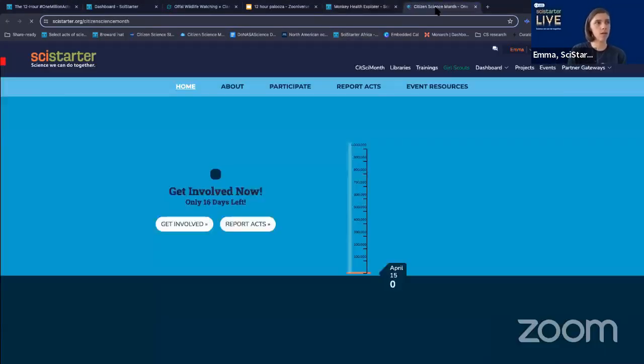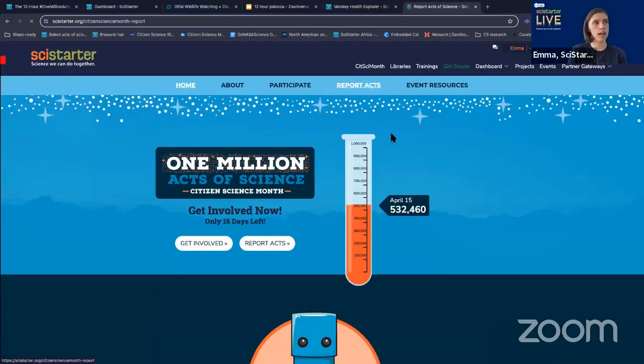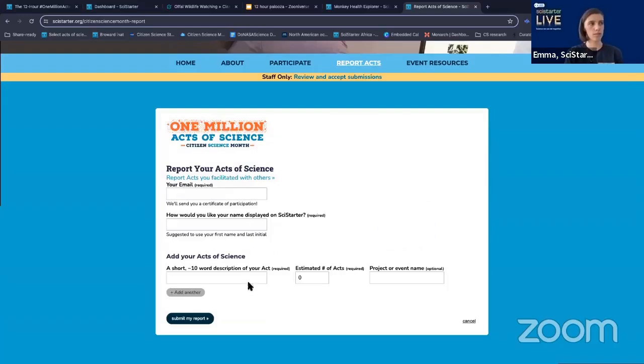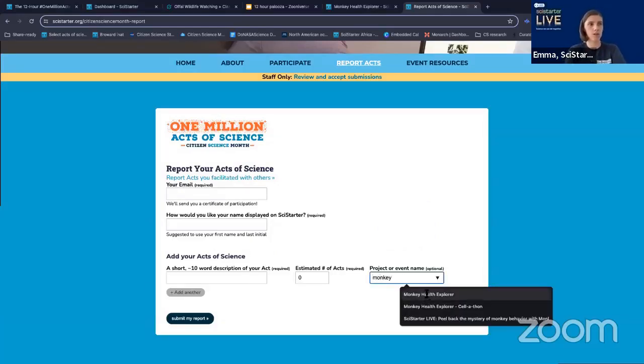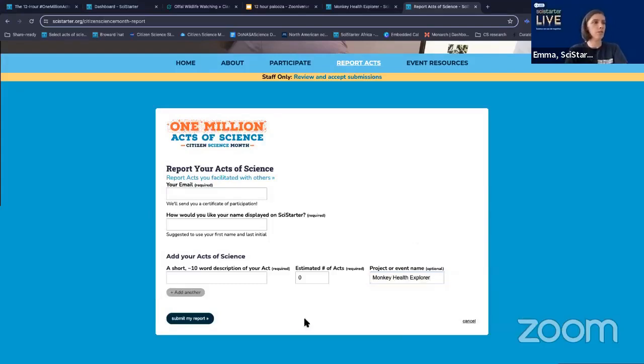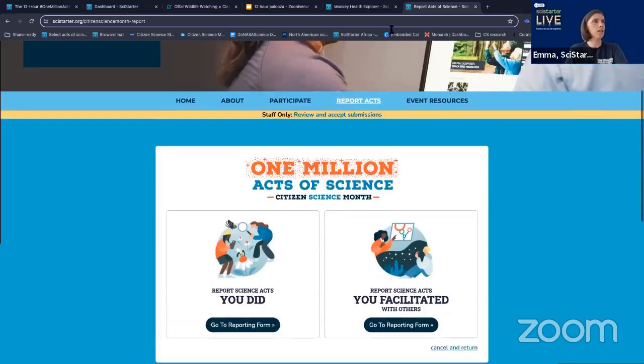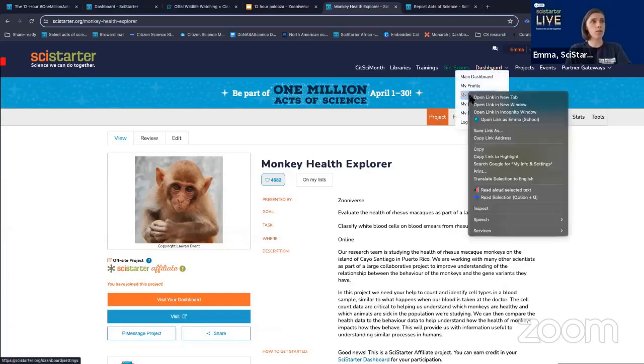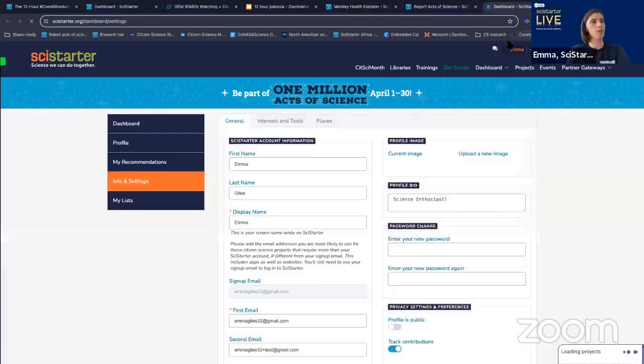So if I were to go to this citizensciencemonth.org page, in order to do that, you just hit report acts and you say, I'm doing this project. And actually, like Monkey Health Explorer, it'll show up right there. So let me go ahead and cancel that though. Let me go back. In order to get it set up on your account, you can go to your dashboard info and settings to actually set that up.